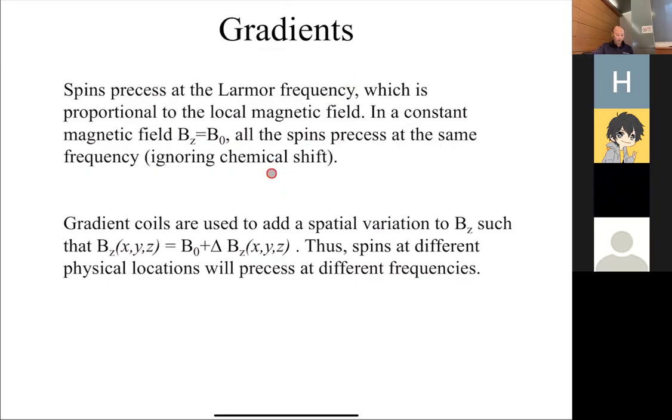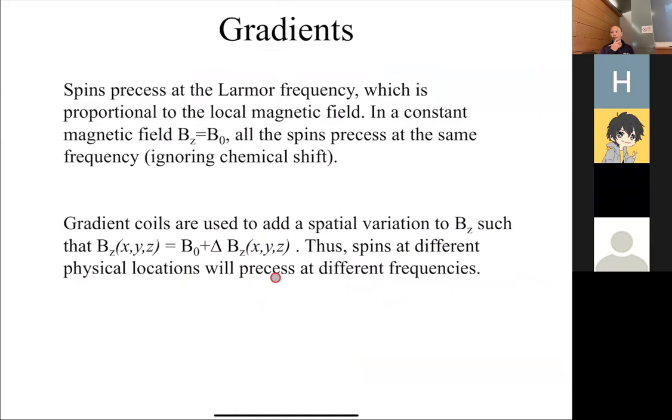All right. So the gradient coils are used to add spatial variation to B sub Z. So B sub Z now has X, Y, and Z dependence. So it has the main field plus this delta field. And this is what will allow us to do the imaging. Since we can do that, spins at different physical locations, we can now make them precess at different frequencies. Question?